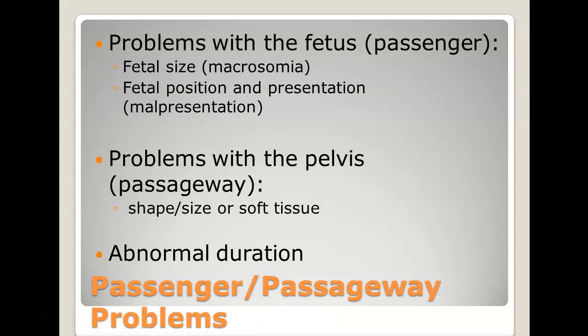So, problems with the passenger and the passageway. When we talk about the passenger, remember we're talking about the fetus. So problems that make it a high-risk delivery could be if the baby is macrosomic, so fetal size could be a problem. Fetal position and presentation can be a problem if the baby has a malpresentation, if they have one of those compound presentations, or they're in a transverse lie, or they're in a breech presentation. This is any kind of malpresentation that can cause the delivery itself to be difficult or high risk. And then you can have problems with the pelvis or the passageway due to the shape or the size of the pelvis or the soft tissues. And then you could also have an abnormal duration of the labor as well.